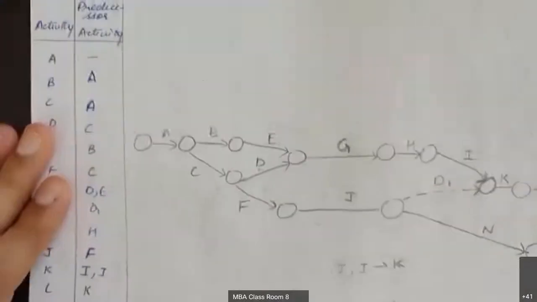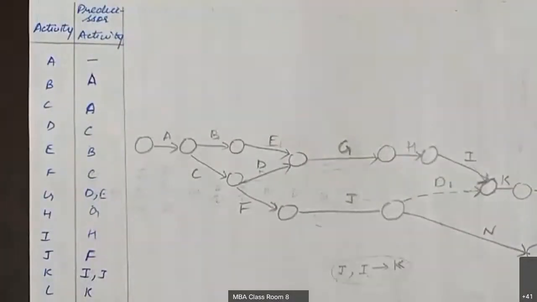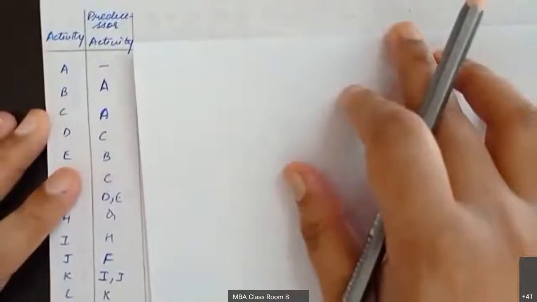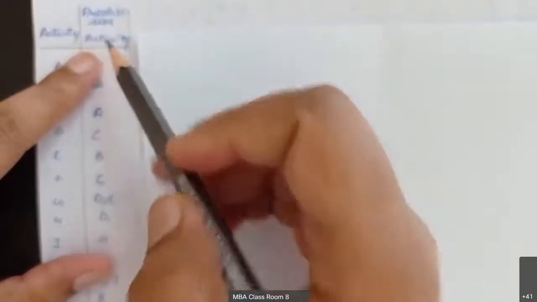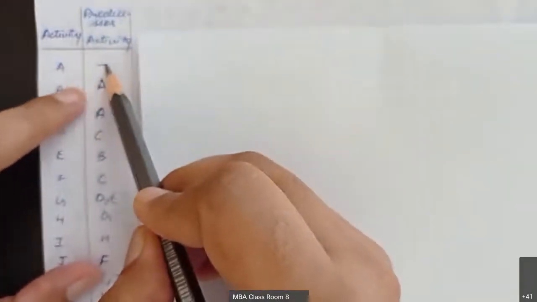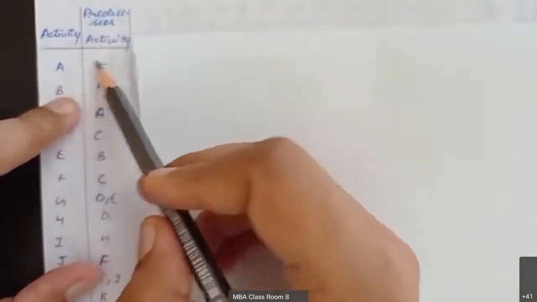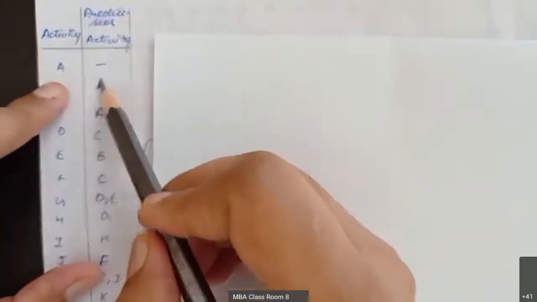Okay, so here we have one. So we'll draw for this one. Okay, you have to tell me which one has to follow which one. Here we have written the activity and the predecessor activity. Predecessor activity means this activity has to be done after that activity. Okay, so this one will follow this one.